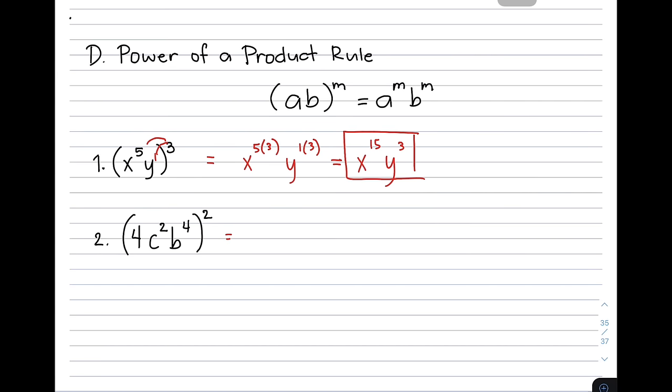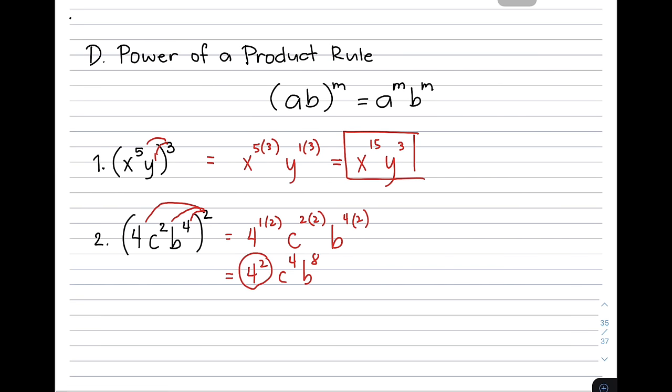We have the quantity of 4c squared b raised to 4, squared, raised to 2. So simply lang naman, all you need to do is to distribute the exponent outside the parentheses and expand lang natin. This will give you 4, the exponent of 1, times 2. And then for the c variable, c raised to 2, ito yung kanyang exponent, and then times 2. For the b variable, you have b raised to 4 times 2. And simplifying this, it will give you 4 raised to 2, c raised to 4, and b raised to 8.